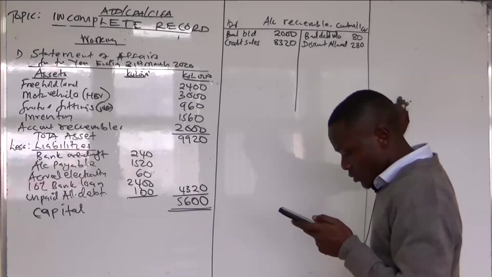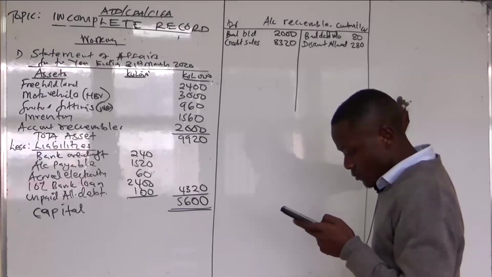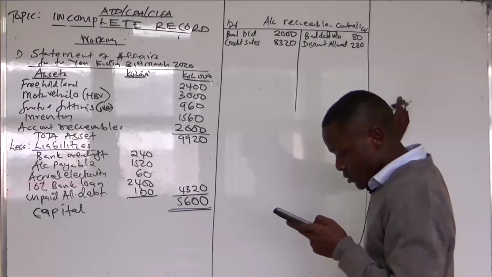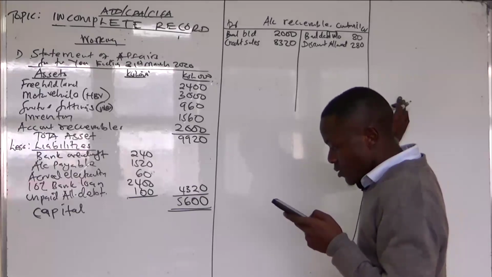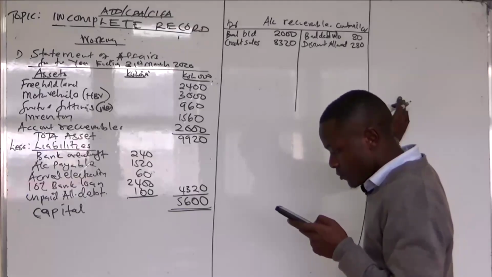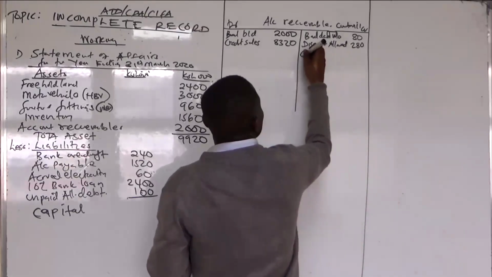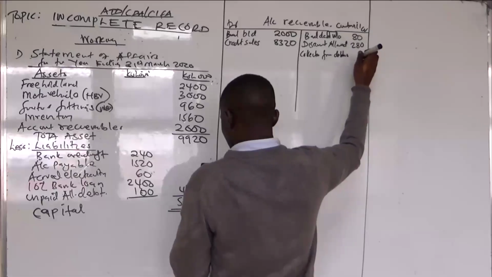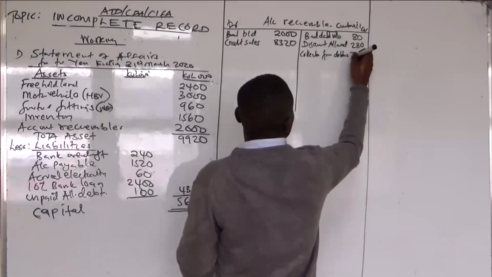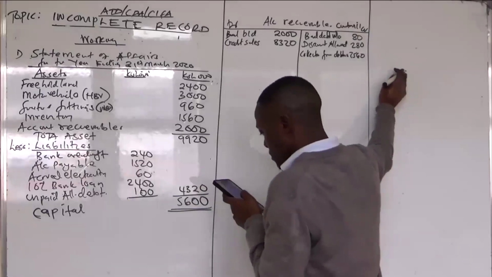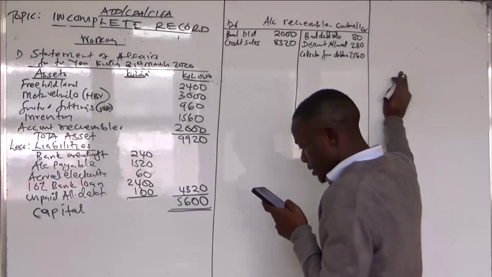Did they collect any amount from debtors? Yes, 7560. You see there in transaction note number 2, there is collection from debtors. How much? 7560. Then check whether there is any other entry that affects it.